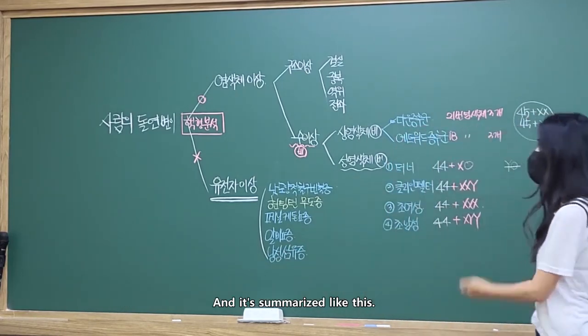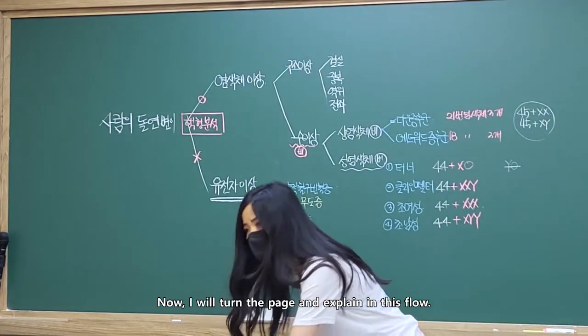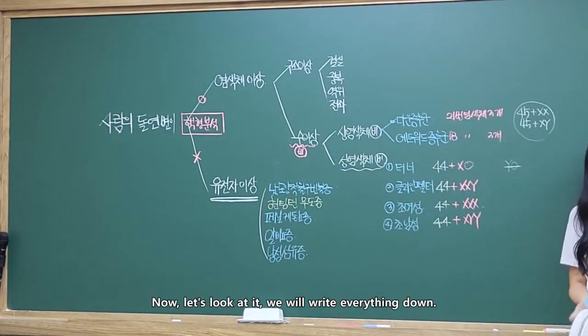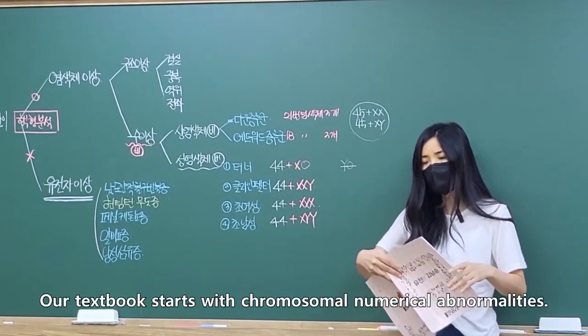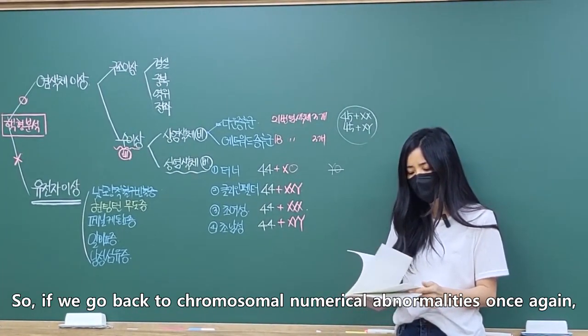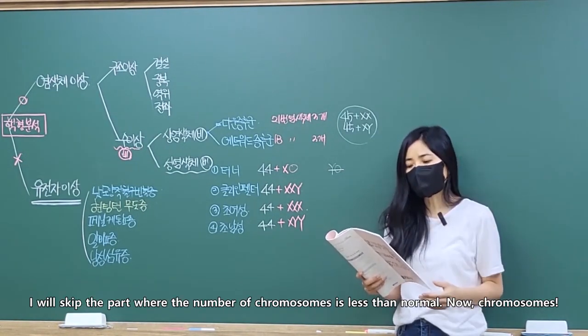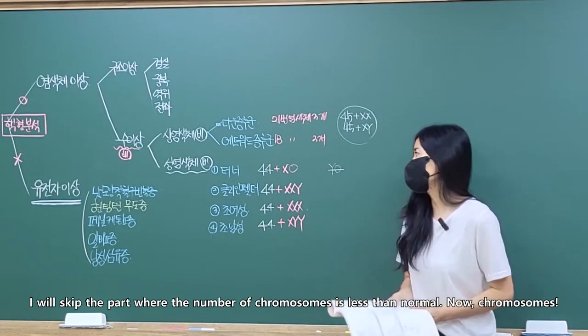And it's summarized like this. Guys, take a look at the workbook. Now, I will turn the page and explain in this flow. Now, let's look at it. We will write everything down. Let's delve into it in detail. Our textbook starts with chromosomal numerical abnormalities. So let's go back to chromosomal numerical abnormalities and take a look once again. I will skip the part where the number of chromosomes is less than normal. Now, chromosomes.